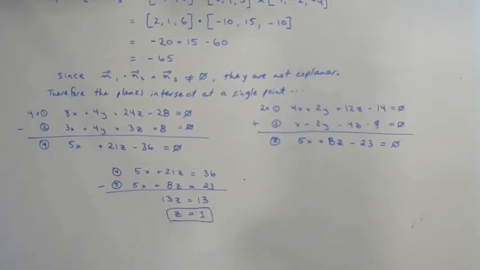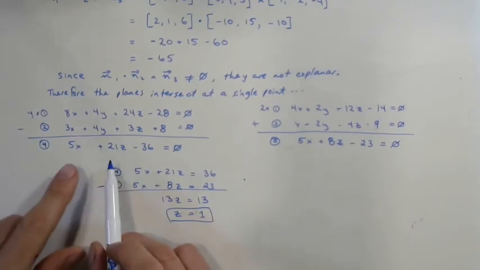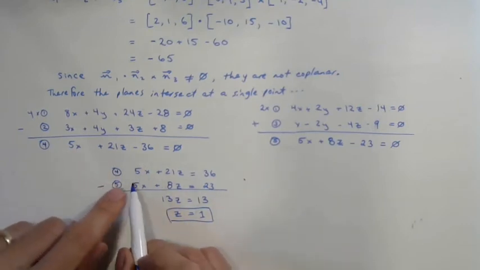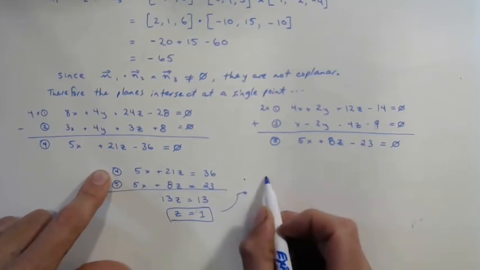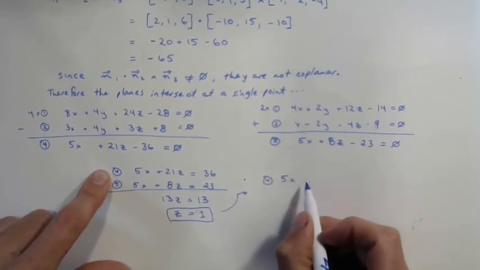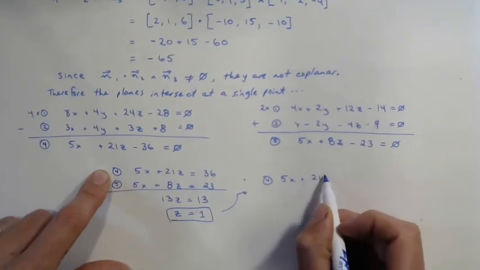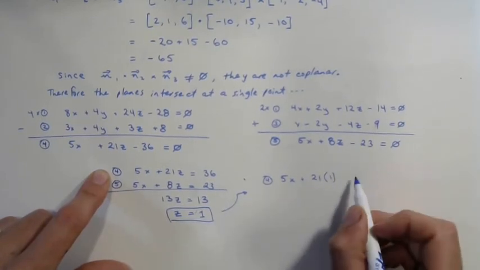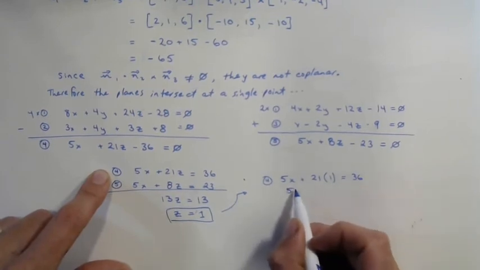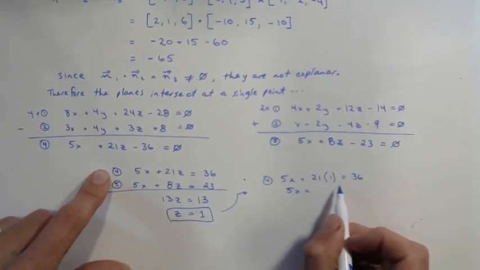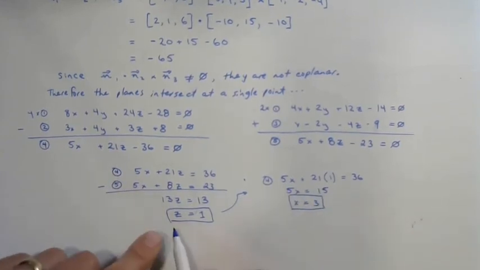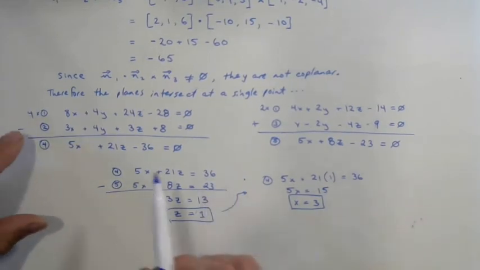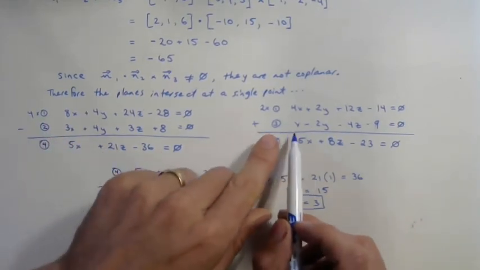Now, how do I find my x? Well, I'm going to use the equations that I created here. I'm going to use this equation, equation 4. So I'm going to sub this into equation 4 in order to find x. We've got 5x plus 21z, which is now 1, equals 36. This is 21, so I'm going to subtract 21 from both sides. It's going to leave me with 15. X equals 3.